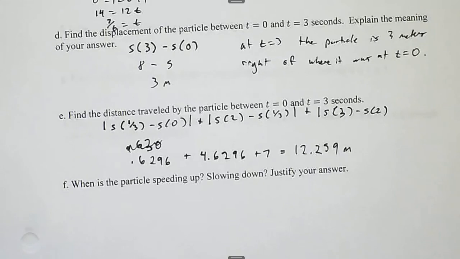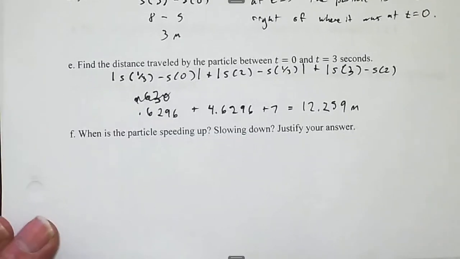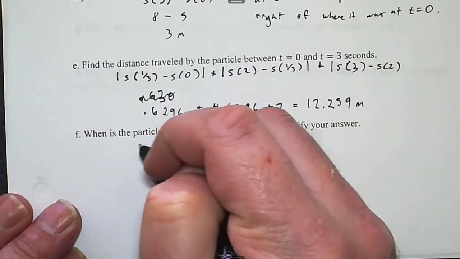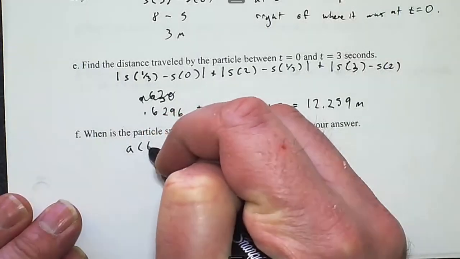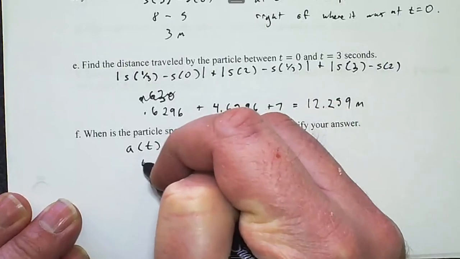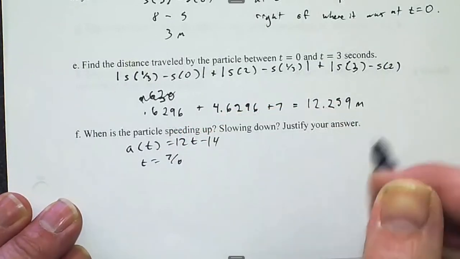So, meaning if you're moving to the left and your acceleration is to the left, that means you're moving left at a faster and faster rate. If you're moving right and your acceleration is to the right, that means you're moving right at a faster and faster rate. So both of those things would be speeding up. So what we do is we solve our acceleration function equal to 0. And we actually did that a little ahead of time. And we found that that was at t equals 7 over 6.